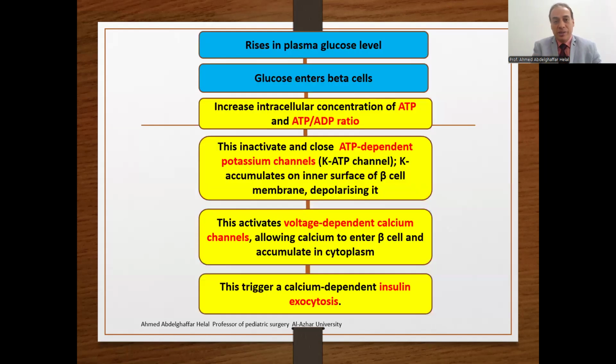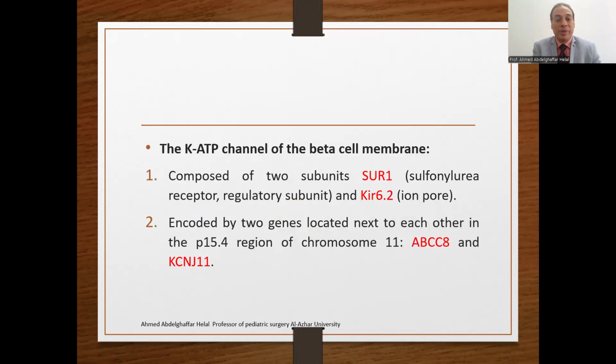Let's see. This is the same as we said: the increased plasma glucose enters the beta cells and increases the intracellular concentration of ATP. This inactivates and closes the ATP-sensitive potassium channels. This will lead to depolarization inside the cells and activate the calcium channels. Calcium influx triggers insulin exocytosis. Exocytosis means that the insulin vesicles adhere to the wall and release insulin into the blood.